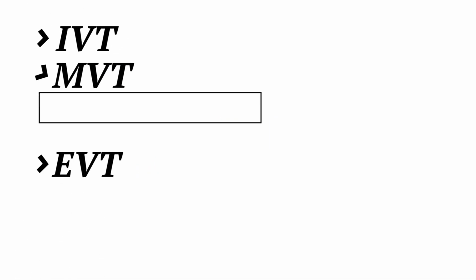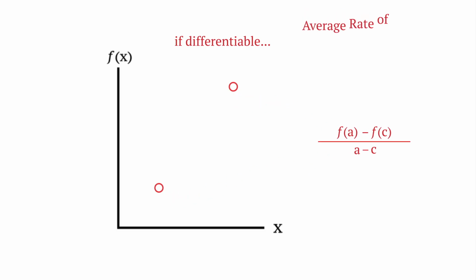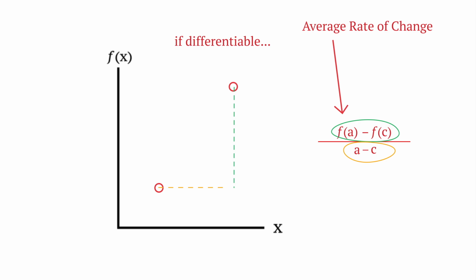Next up is MVT, or mean value theorem. Again, we are given 2 points on a graph. We have to use the average rate of change, or the slope formula, to evaluate the slope of a line connecting these points. The top of the formula gives the change in y values, and the denominator gives the change in x values. Dividing these gives rise over run, or the slope.